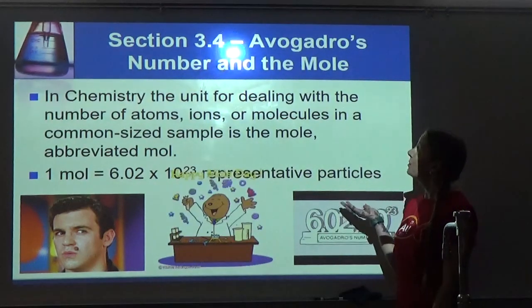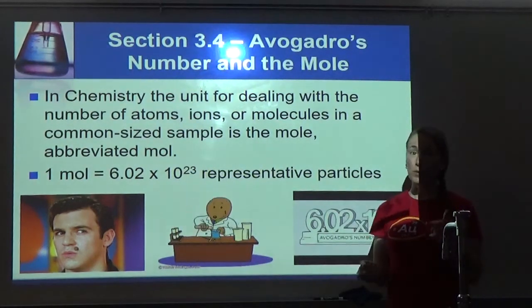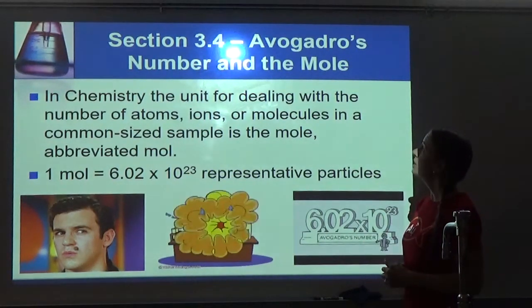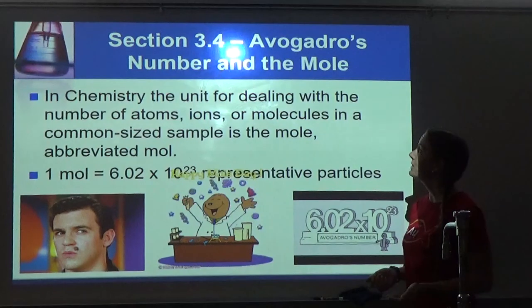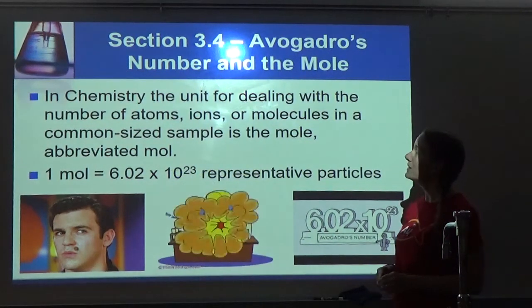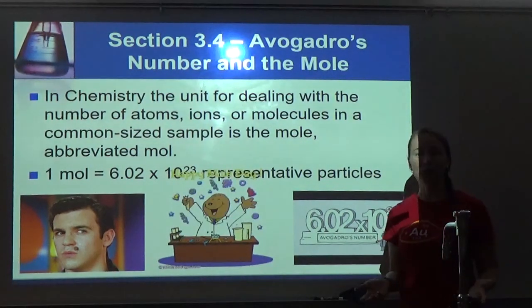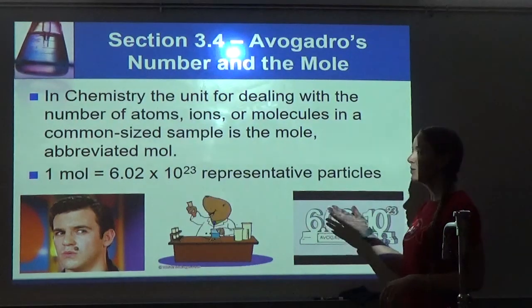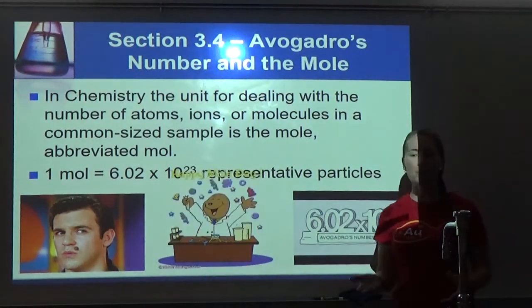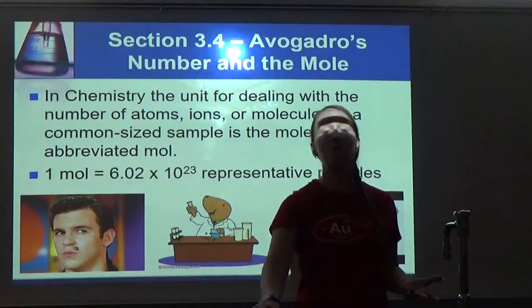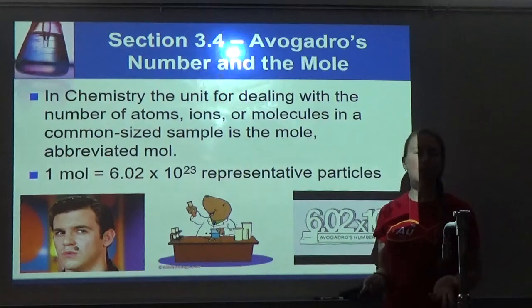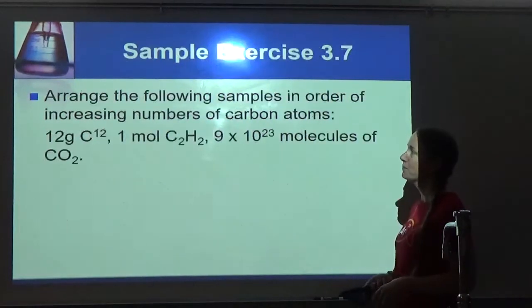So Section 3.4 is about Avogadro's number and the mole. Both of those should sound very familiar. In chemistry, the unit for dealing with the number of atoms, ions, or molecules in a common size sample is the mole, which is abbreviated mol. And 1 mole, as you should already know, is 6.02 times 10 to the 23 representative particles. Those representative particles can be atoms, molecules, or ions, whatever the question is talking about.